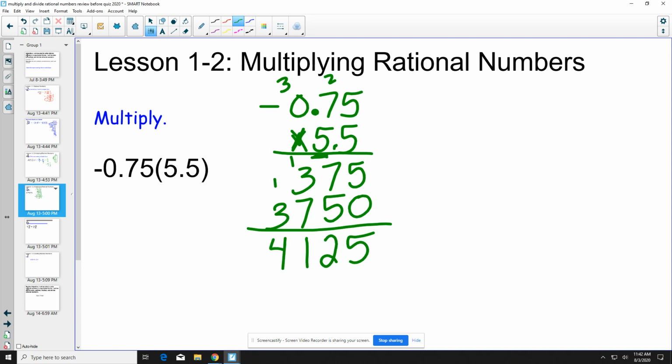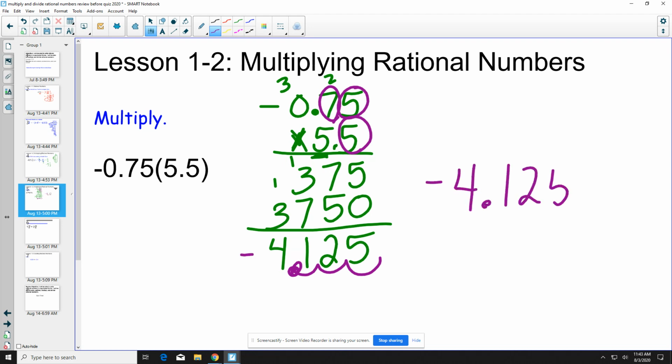Remember how you know where your decimal point goes. You count all the numbers behind decimal points. There are 3 in this problem. So I'm going to start at the end and go 1, 2, 3. And then I've got a negative times a positive. So the tic-tac-toe chart tells me a negative times a positive is a negative. So my answer would be -4.125.